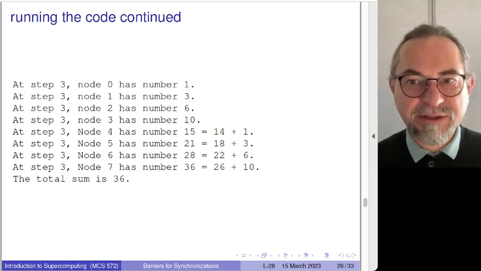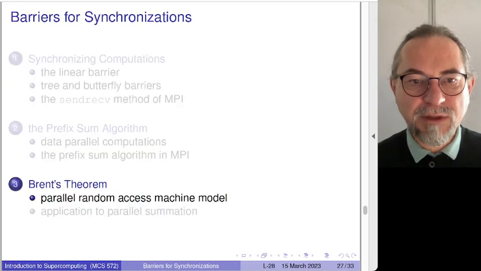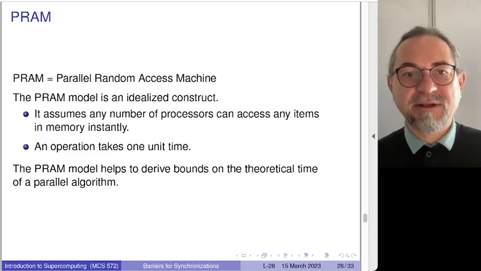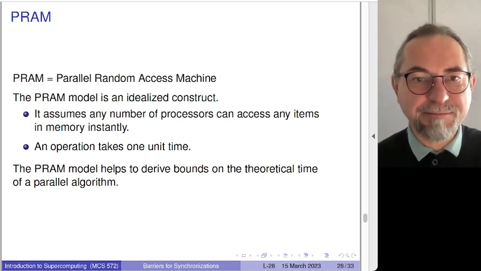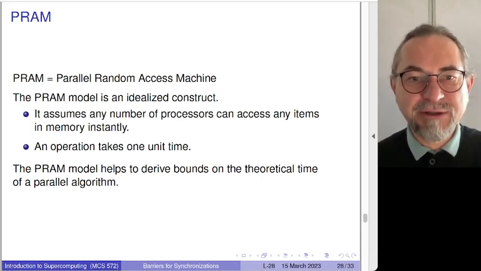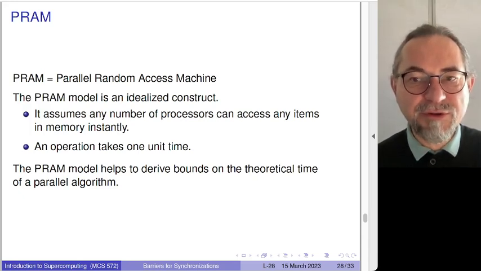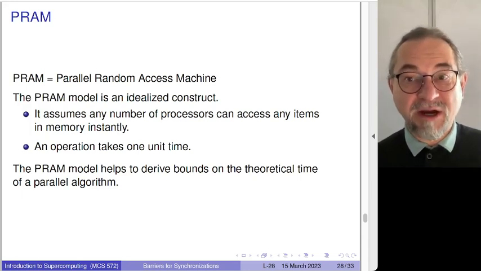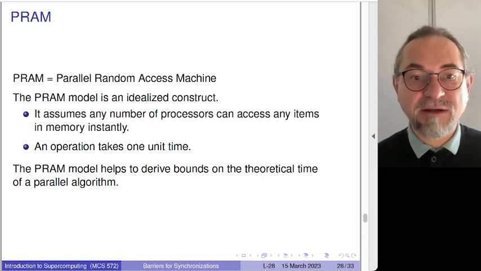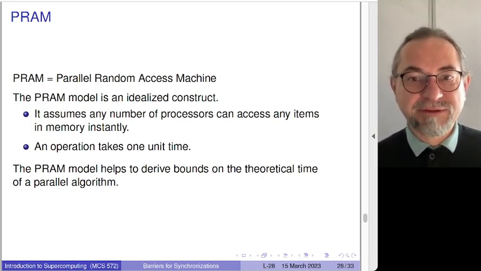of the prefix sum. Okay, I will end with a model that is the parallel random access machine. It's an idealized construct for thinking about the performance of parallel shared memory algorithms. So it assumes that every processor can access any item in memory instantly. So there is no memory hierarchy that needs to be taken into account. And that's already one important simplification.